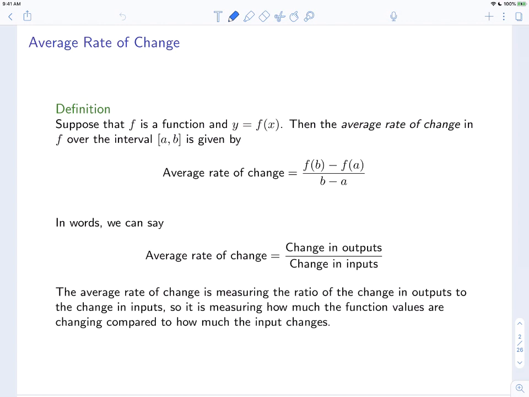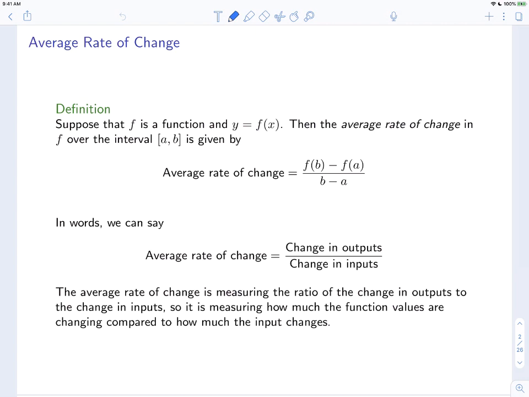Suppose that f is a function, and y equals f at x. That means x is our independent variable and y is our dependent variable. Or in other words, x is the input and y is the output. And the value of y is determined by our function f.